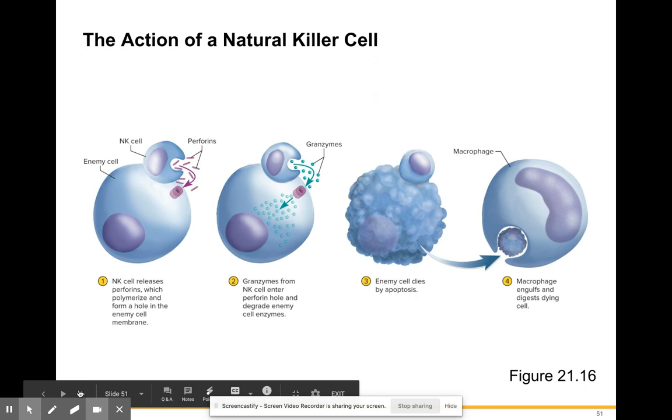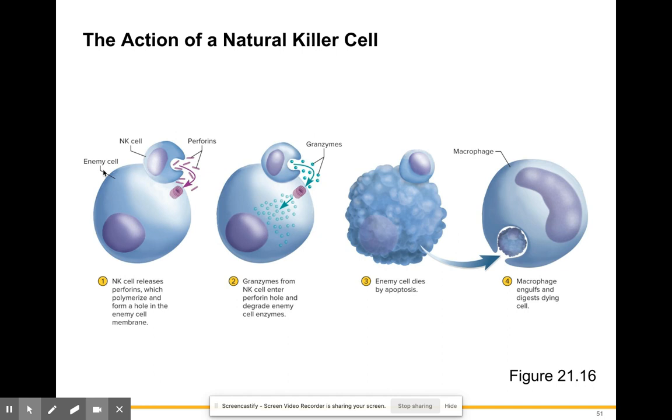Here's a picture of it. Okay, so here's a cell that's being labeled an enemy cell, but this cell could be a cancer cell. This cell could be a host to a virus. This could be a bacterial cell. This could be a liver cell from a transplant. This natural killer cell here, this tiny little natural killer cell, recognizes that this is an enemy, thinks that this is a cell that should not be in the body.